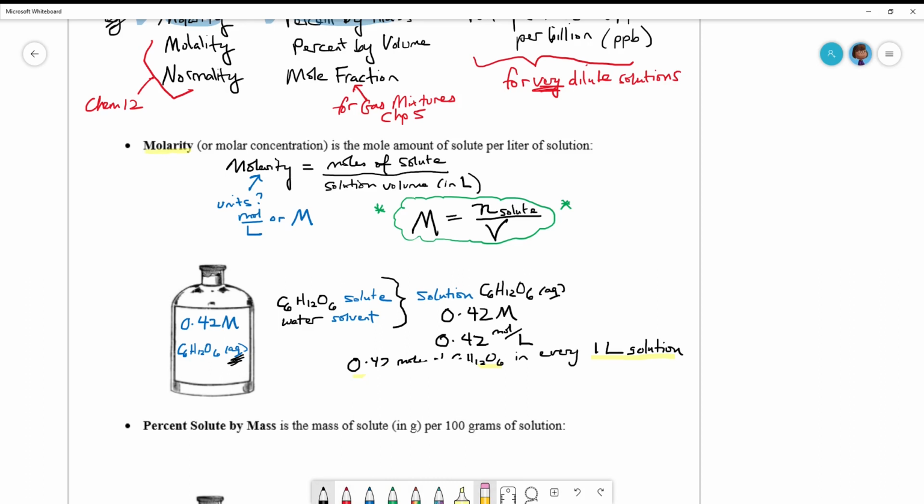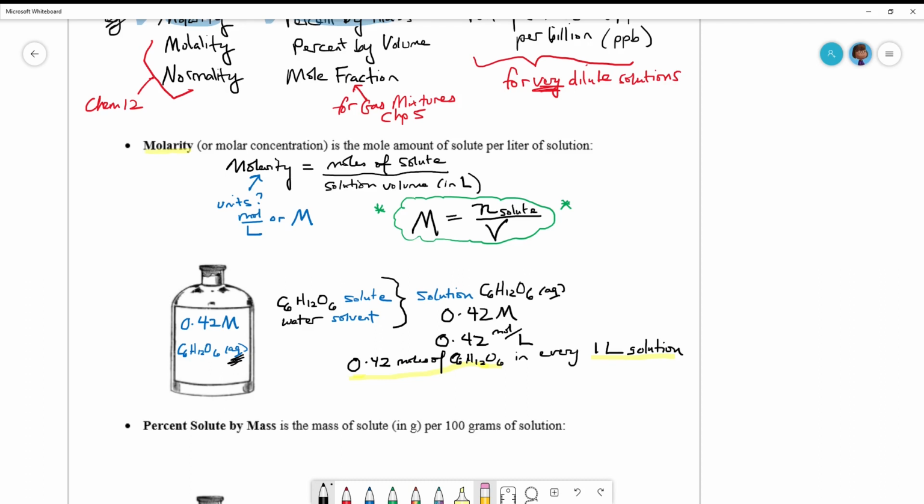Now, this is a fixed proportion of amount of solute. Whoops, I didn't mean to erase that. Let's just rewrite that here. C6H12O6 moles. So this is our fixed proportion of the amount of solute to the amount of solution. And this proportion does not change. So for example, if I poured out half a liter of solution, not a whole liter, half a liter, well, how many moles of glucose would be present? Well, it would be half the amount of glucose. It would be 0.21 moles of glucose in half a liter of solution.